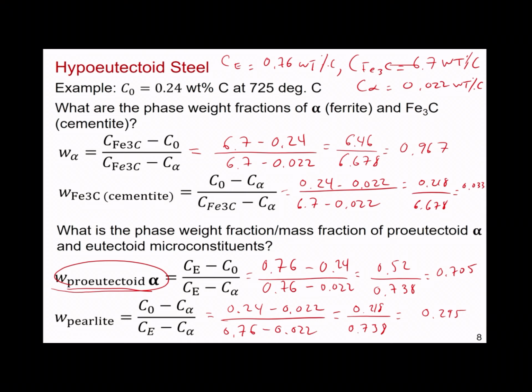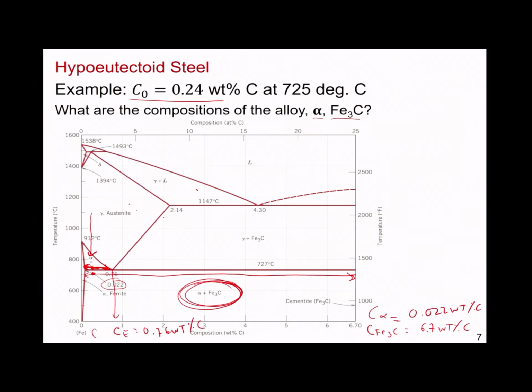Questions so far? Can you explain where the 0.76 came from? Yes. Can I explain where the 0.76 weight percent carbon came from? That is the composition of your eutectoid reaction. And why you need that is because you are trying to determine the amount of pro-eutectoid alpha in your system. Okay?